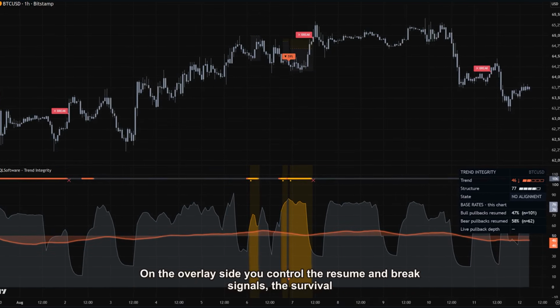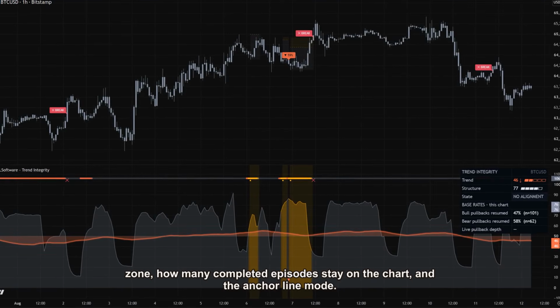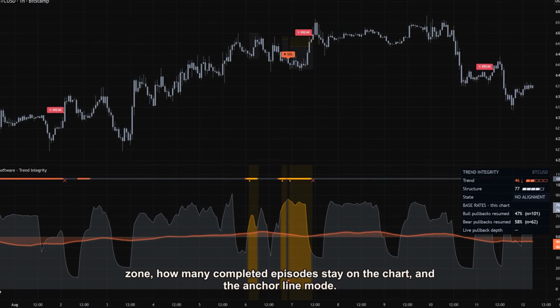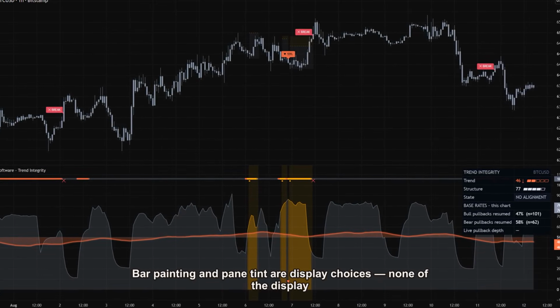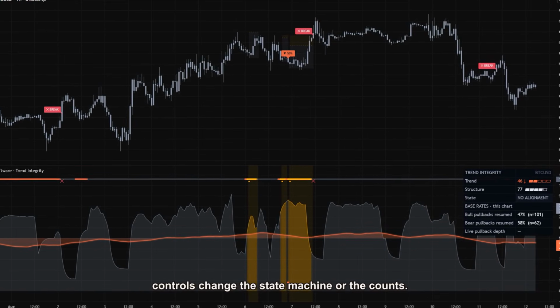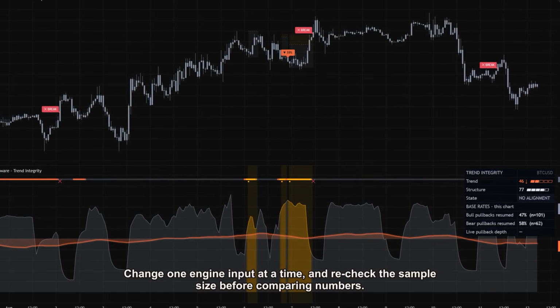On the overlay side, you control the resume and break signals, the survival zone, how many completed episodes stay on the chart, and the anchor line mode. Bar painting and pane tint are display choices. None of the display controls change the state machine or the counts. Change one engine input at a time, and recheck the sample size before comparing numbers.